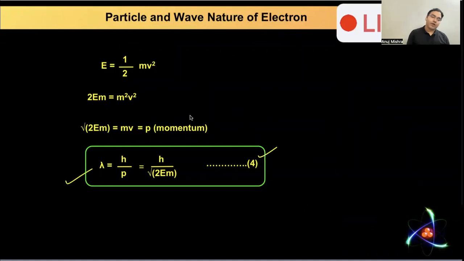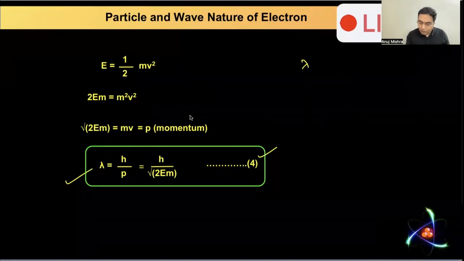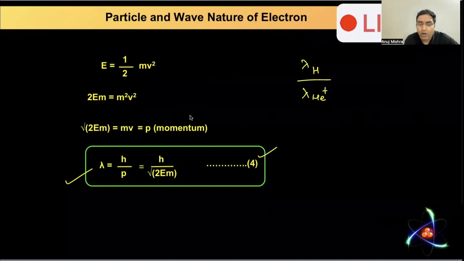For example, what is the de Broglie wavelength ratio of hydrogen to helium plus? How are you going to solve? You can always use this information based on our understanding that lambda is h upon p.